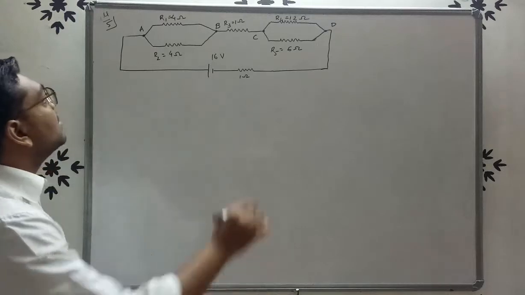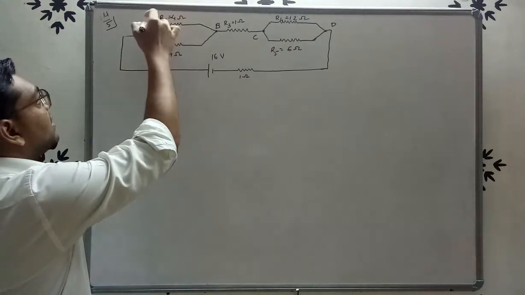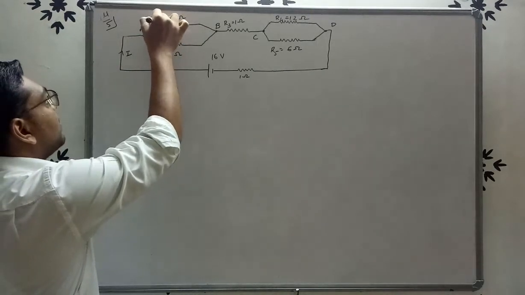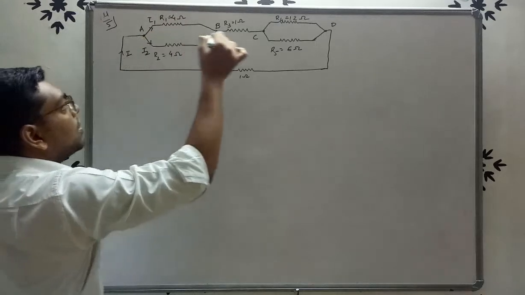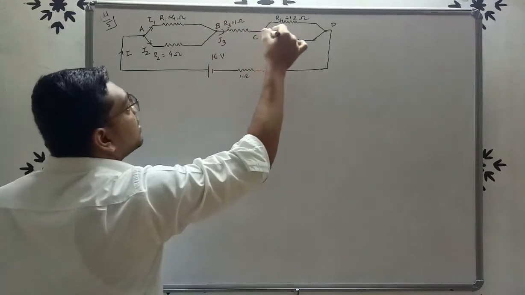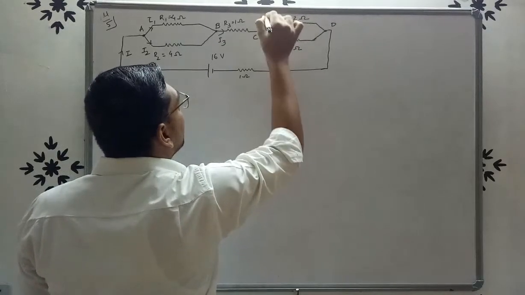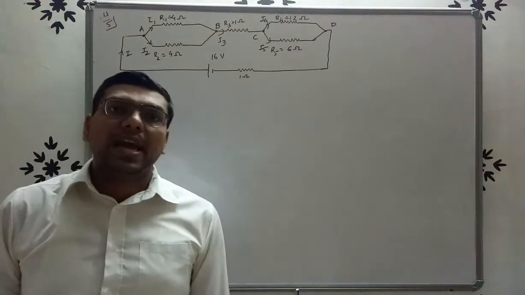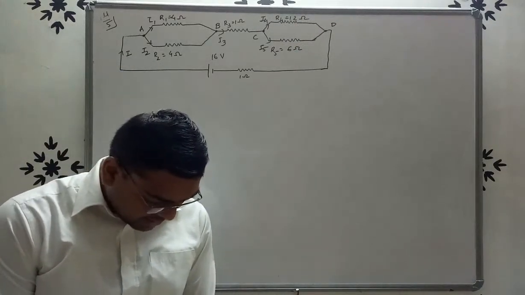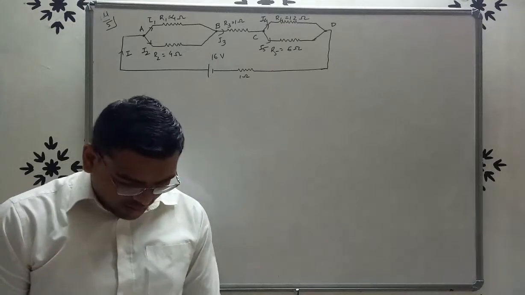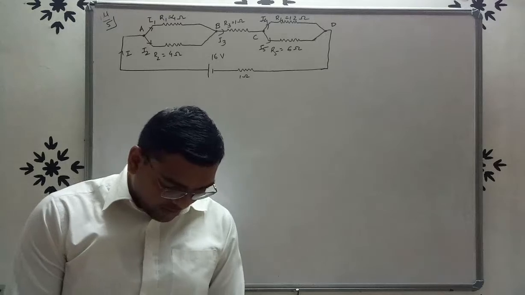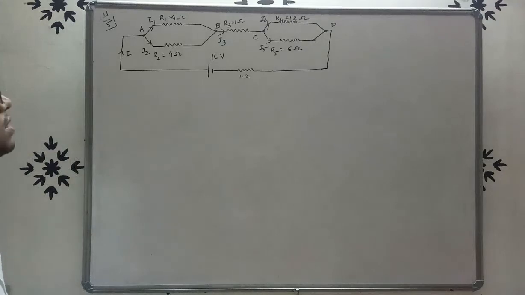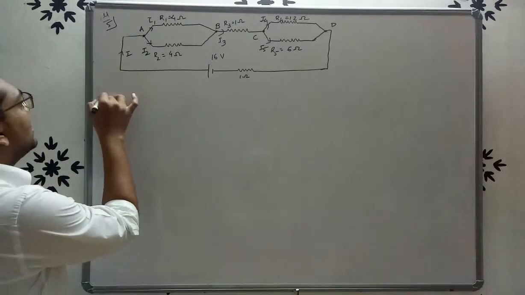Now here, we denote the total current as I. Current flowing through R1 is I1, through R2 is I2, through R3 is I3, for R4 this is I4, and for R5 this is I5. So here in this example, we have to find out the equivalent resistance, then second, the current in each resistor, and we have to find out the voltage drops VAB, VBC and VCD.